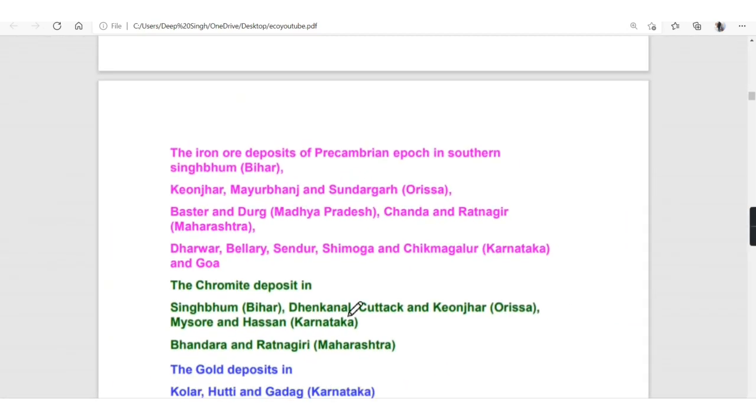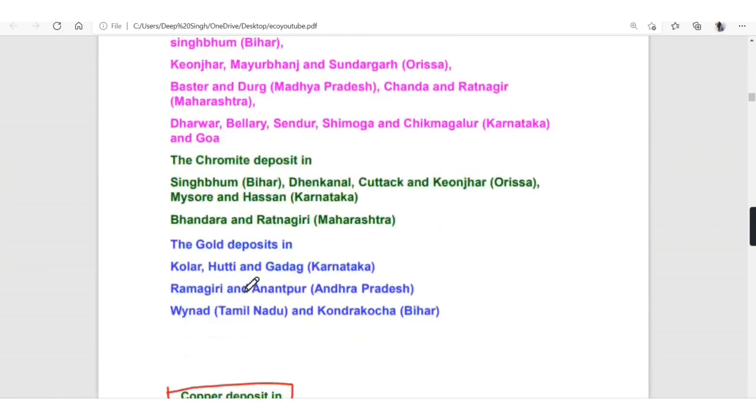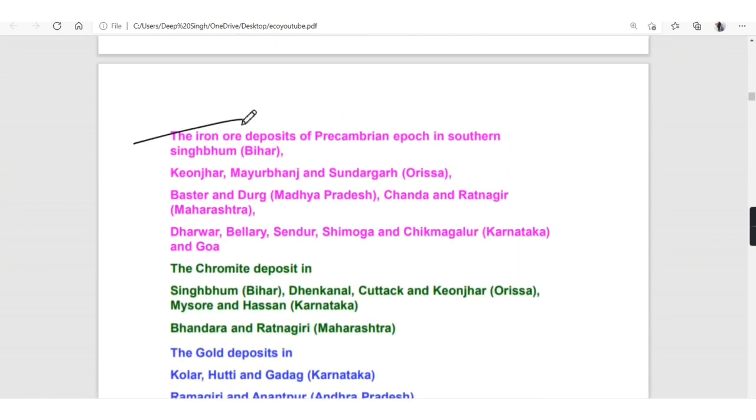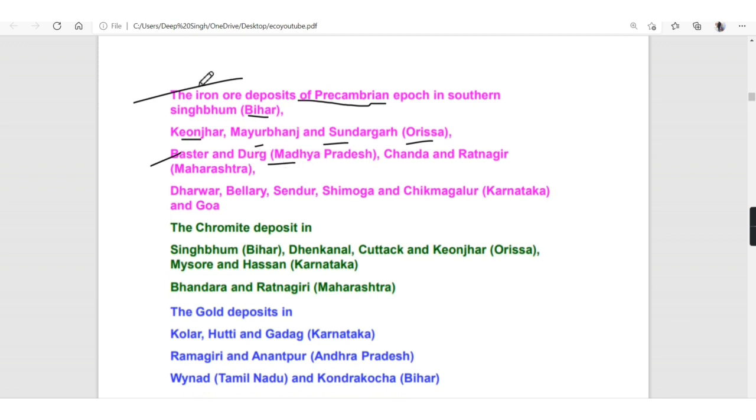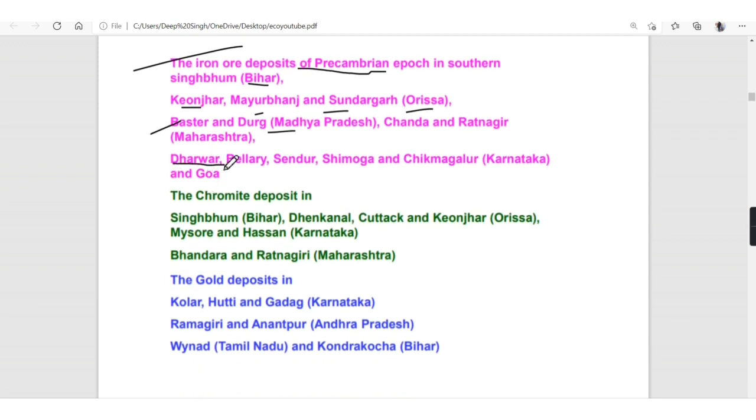So let's see. First one is Precambrian. In the Precambrian epoch, iron deposits were deposited in Bihar, Keonjhar, Mayurbhanj, Sundargarh of Odisha, Bastar and Durg, Madhya Pradesh. Okay. So these are the places where we find the iron ore deposits. Dharwar, Bellary, Sandur, Shimoga, okay.